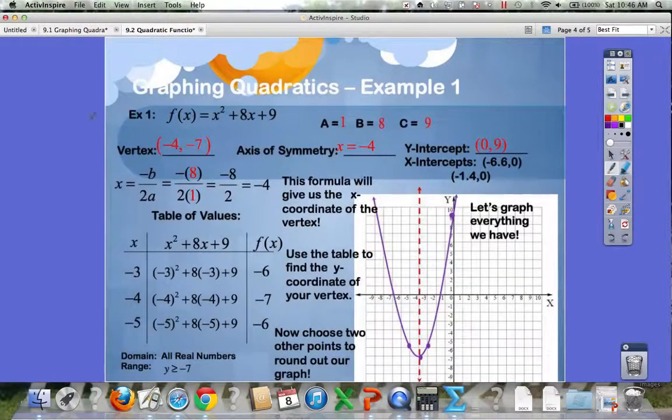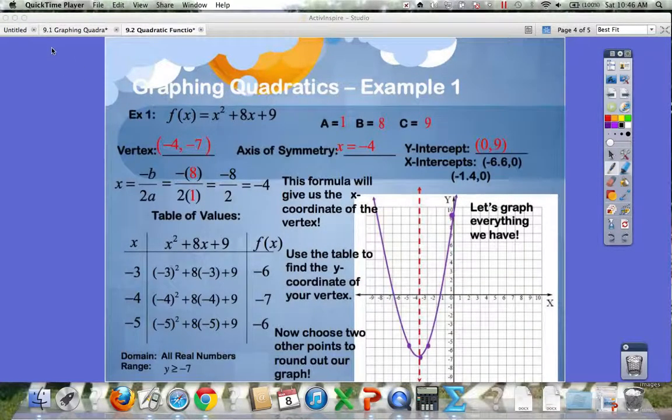All right, so let's get going on this. All right, so we're going to graph the first example, and that's f of x is equal to x squared plus 8x plus 9. This is our function that we will be graphing. We have to start with the vertex. Always start with that.